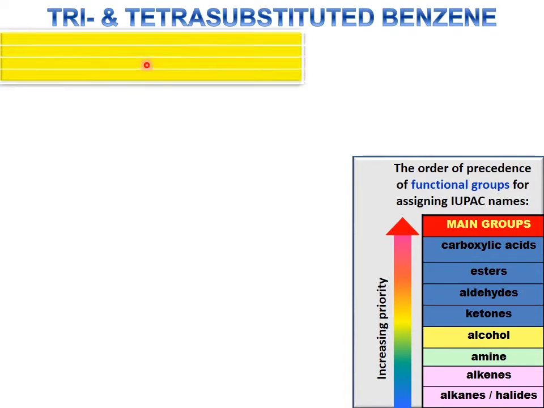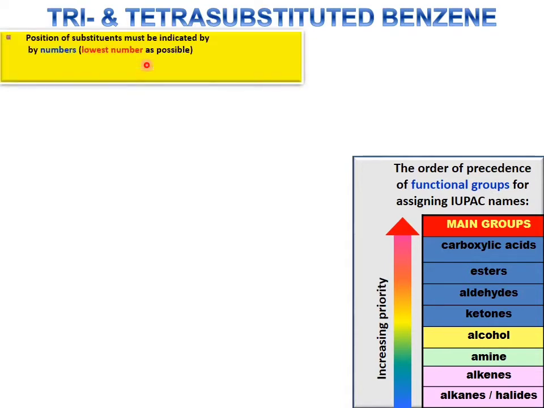Okay, I give you the example here. Okay, before that we look at this statement first. The position of substituents must be indicated by number, lowest number as possible. Okay, saya dah pernah bagi tahu ni. Okay, kedudukan substituent kalau boleh pada nombor yang agak rendah. So the substituents are listed alphabetically when writing the name.